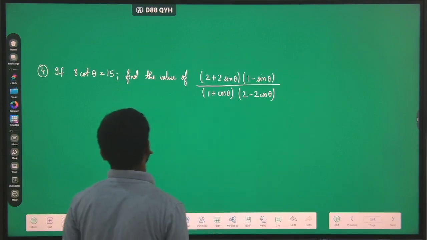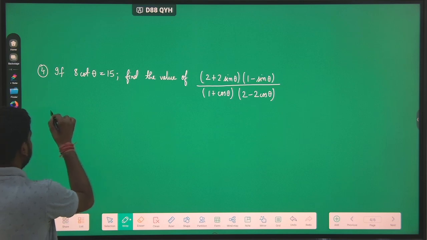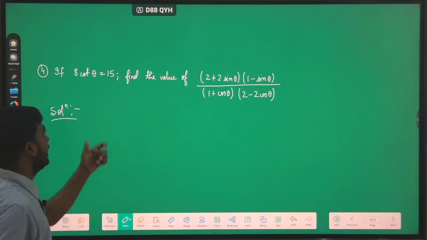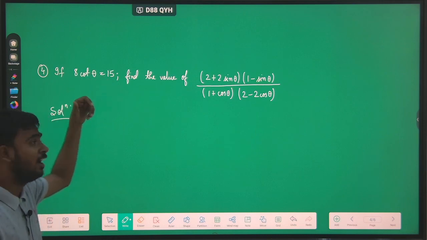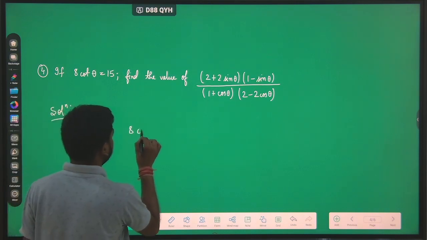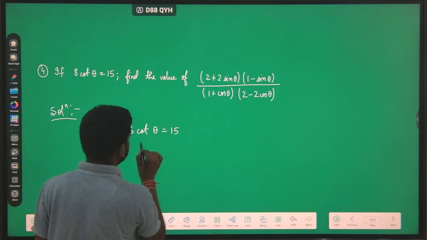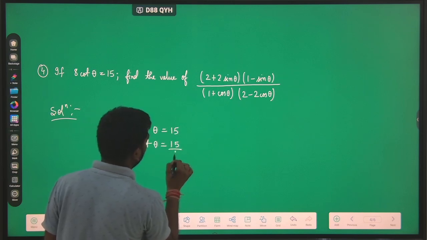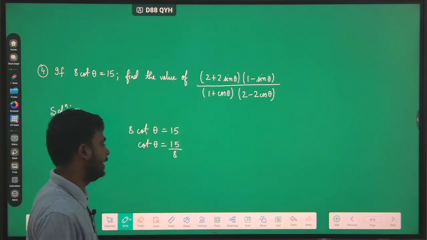Now we will move to our next question. What is our next question? Our next question says that 8 cotangent of angle theta is equal to 15. This implies cot theta is equal to 15 upon 8.